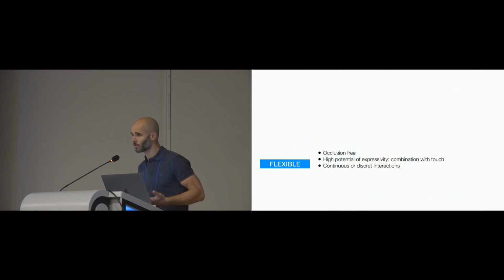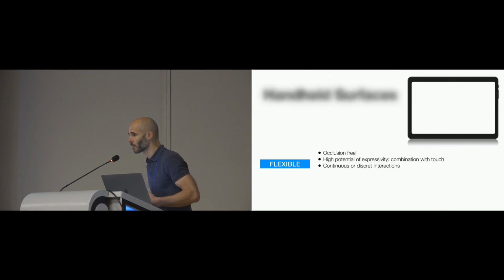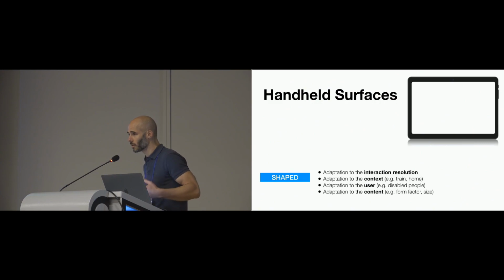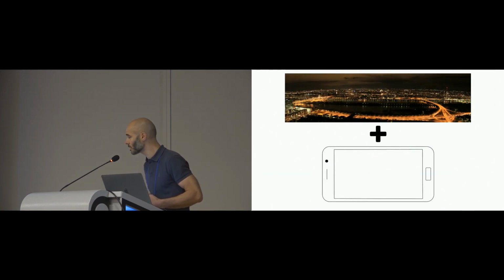So if you look in the literature, there is a lot of benefits with these kind of features, especially for handheld surfaces. Like, for example, with the flexibility feature, you can interact with your device, and it's occlusion-free, so that means that you make interactions and you do not disturb your screen. You can also combine it with the touch interaction, etc. With the shaped user interfaces, you have some kind of adaptations of the shape of the device. Like, for example, you can adapt it to the interaction resolution, to the context, to the user, and also to the content. So let me give you an example of this.